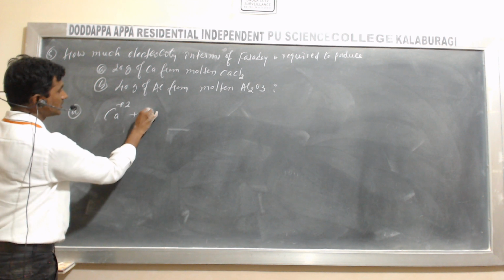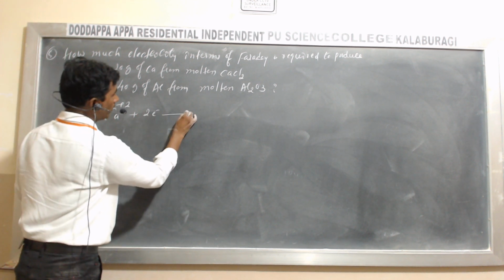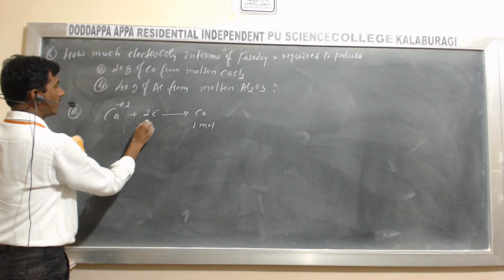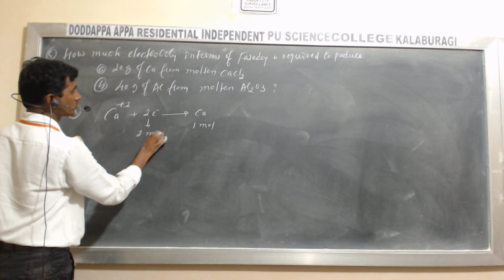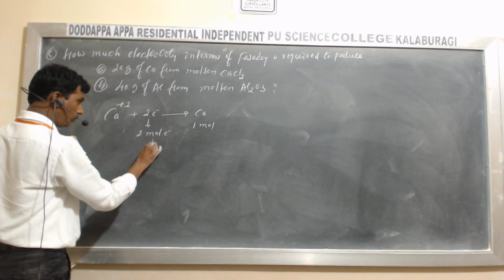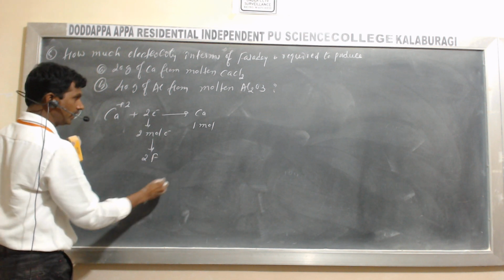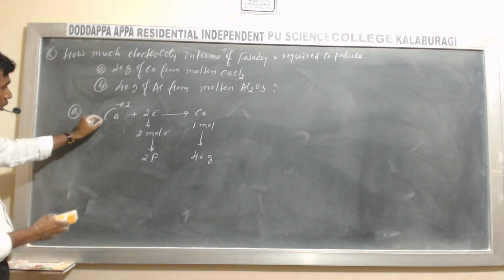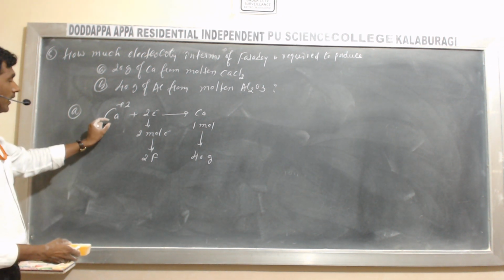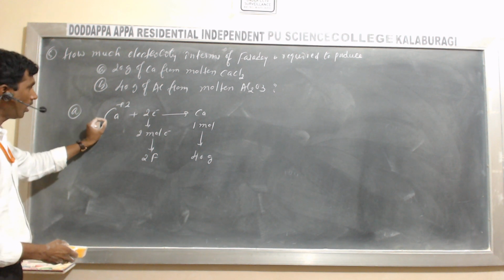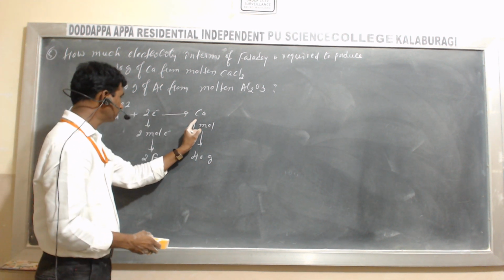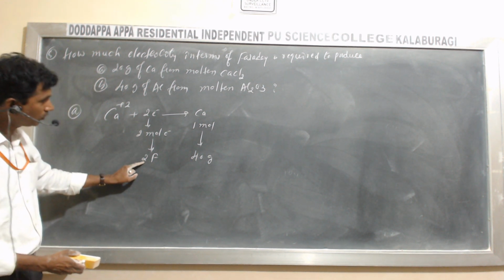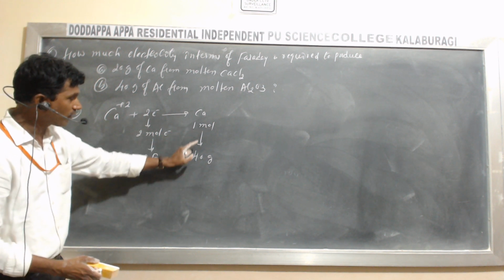For the reduction of calcium to get 1 mole of calcium, how many moles of electrons are required? It requires 2 moles of electrons. 2 moles of electrons equal 2 Faraday. So 1 mole of calcium is equal to 40 grams. Theoretically, 1 mole of calcium plus 2 requires 2 moles of electrons. These 2 moles of electrons equal 2 Faraday, and it gives 1 mole of calcium equal to 40 grams.